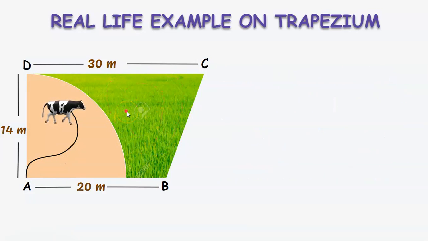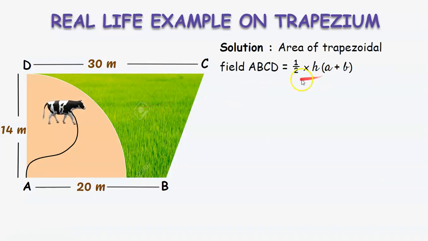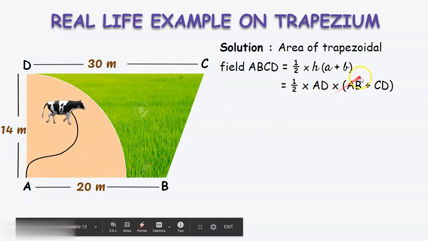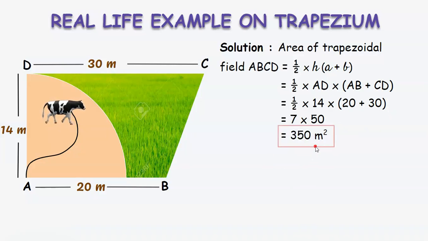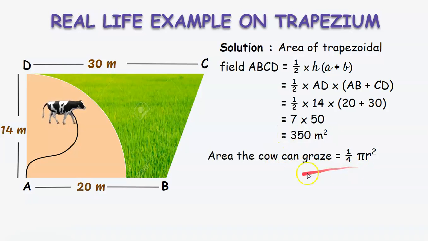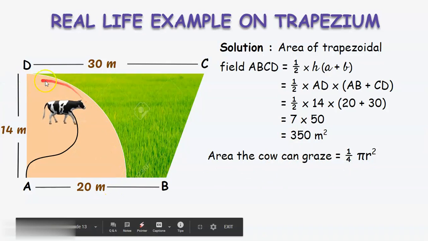Okay, now let us find the solution for this sum. As we know, the area of trapezium is half into h into a plus b, that is half into h, where h is AD, and the parallel sides are AB plus CD. By substituting these values, we get half into 14 into 20 plus 30, which is 7 into 50, that is 350 meters square.